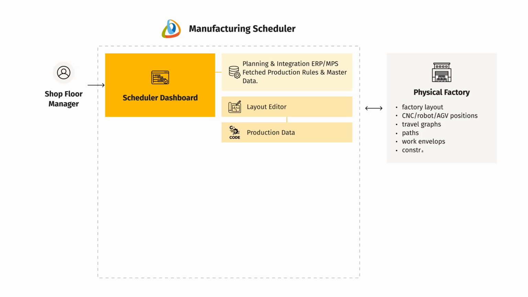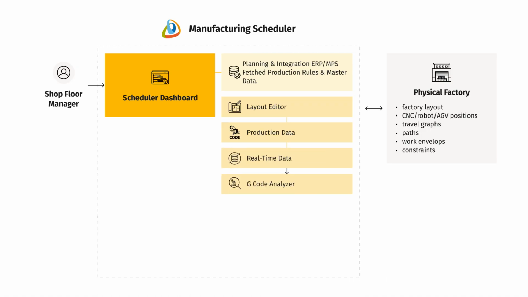It also incorporates a detailed model of the physical factory: CNC locations, robots, AGVs, travel graphs, work envelopes, and spatial constraints. In addition to importing existing layouts, the built-in layout editor allows users to generate fully accurate factory environments by defining sizes, scales, and positions directly in the editor. This makes it possible to create a high-fidelity 3D factory model even when CAD data is unavailable. Regardless of the method, the manufacturing scheduler consistently operates on a high-fidelity representation of the shop floor.